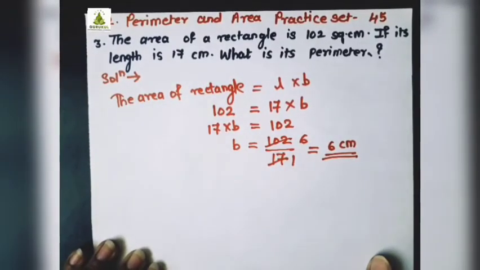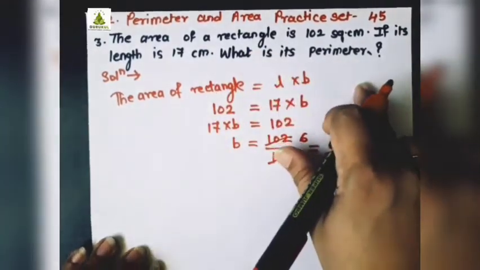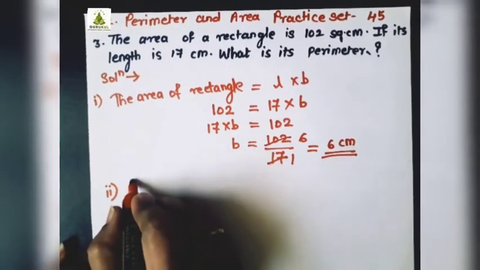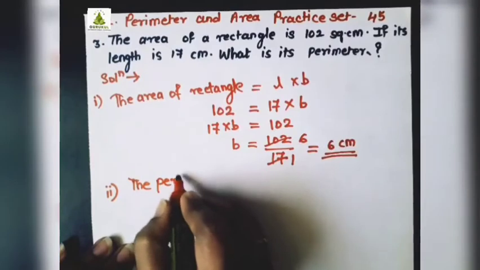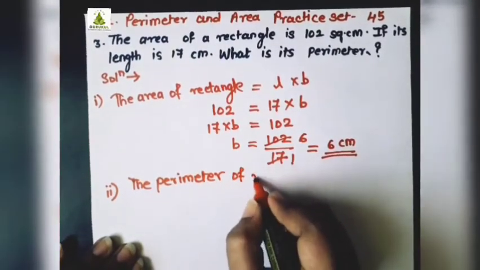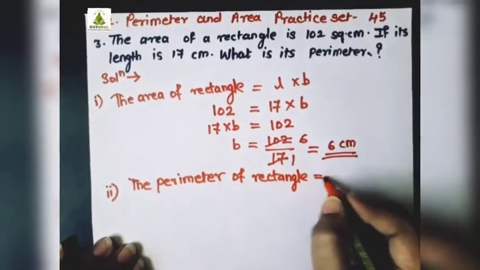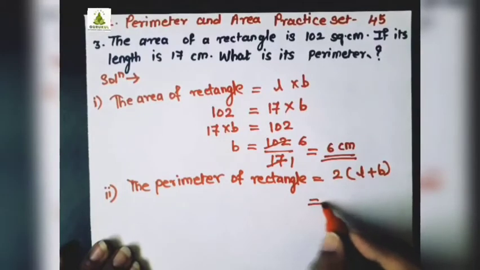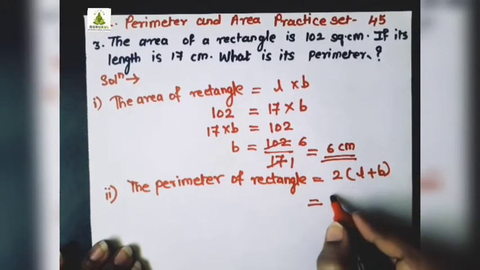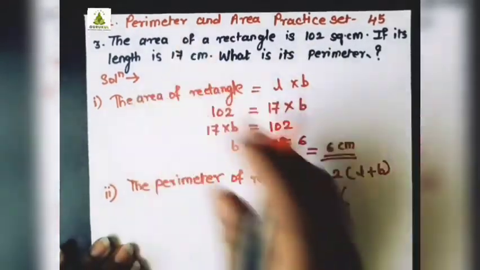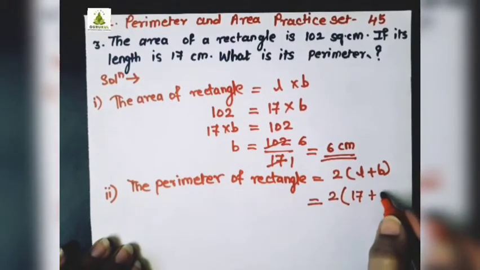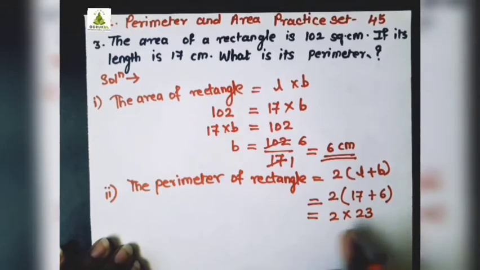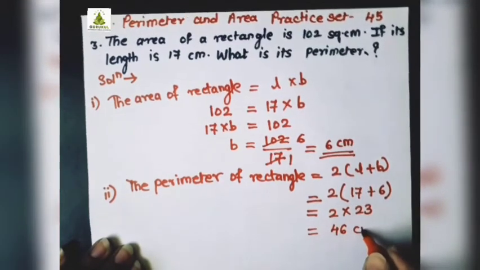Now our aim is not to find the breadth. What we have to find is the perimeter. So this is the first part of the solution. In the second part, we write the formula for the perimeter of a rectangle. The perimeter of a rectangle is equal to 2 into length plus breadth, or 2 into length plus 2 into breadth. Any one formula you can write, both are correct. Substitute the values: length 17 centimeters, breadth 6 centimeters. So it will be 2 into 23, and 23 twos are 46 centimeters, and this is the perimeter.